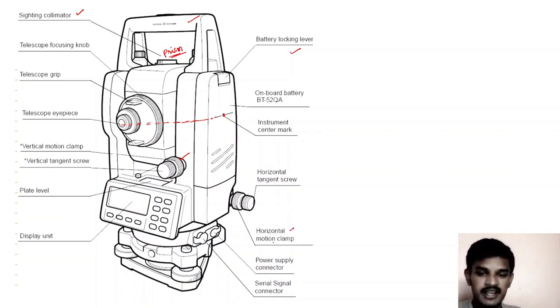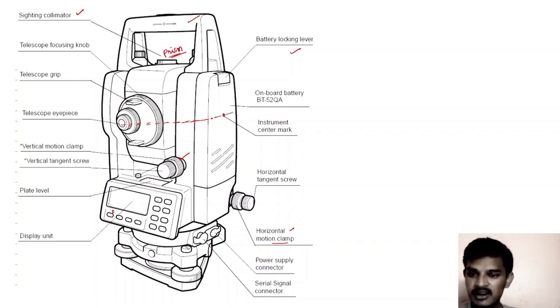Whereas the horizontal motion clamp screw is a similar operation with respect to the vertical motion clamp screw, right? It helps us in exactly bisecting the prism. So this is a display unit. In this display unit, we'll be having different function keys like F1, F2, F3, F4, and these will be numbers, right? We'll see about the display unit in the coming video.